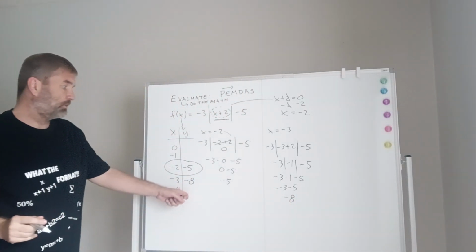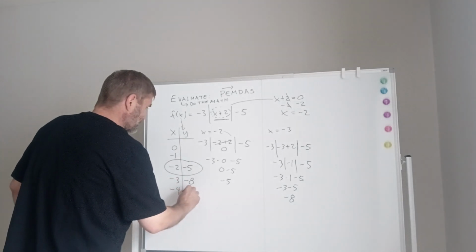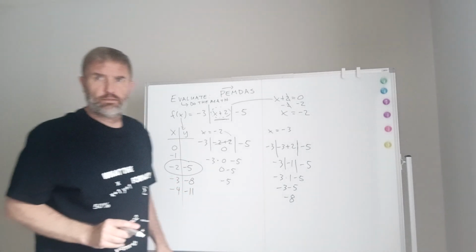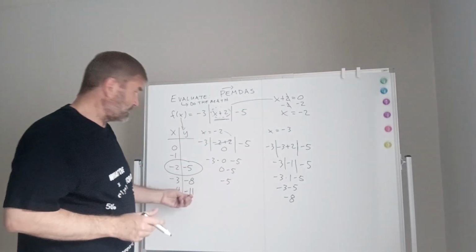Okay, so now you're going to plug in negative 4. What you should get is negative 11. Okay, now how did I do that? Well, I already did the math ahead of time. I knew that was going to be minus 11.